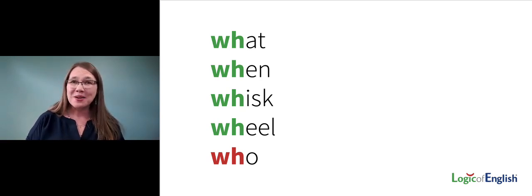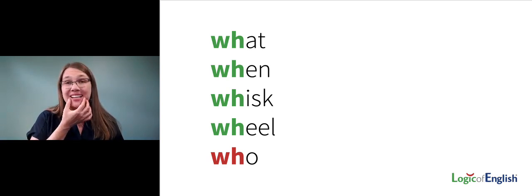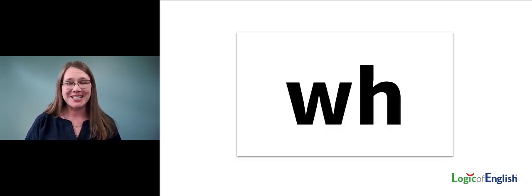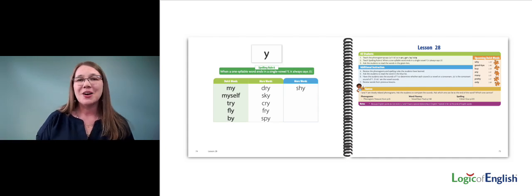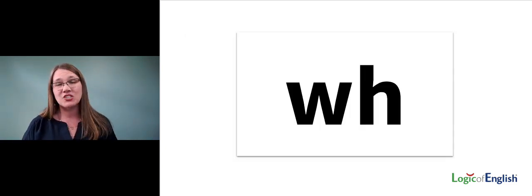Did you know in some dialects of English they actually say what, when, whisk, wheel? That's right, exact same position of the mouth, but unvoiced. What, when, and that is the sound you hear in who. It's that unvoiced sound. So for many dialects of English, the word who could be considered an exception, depending on how you explain this phonogram. So this says w.